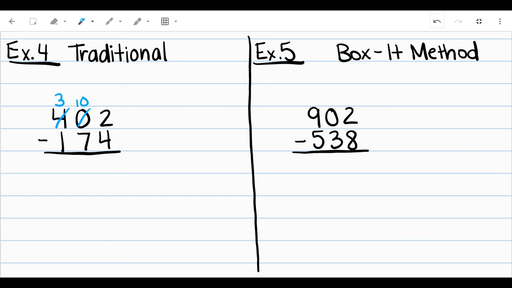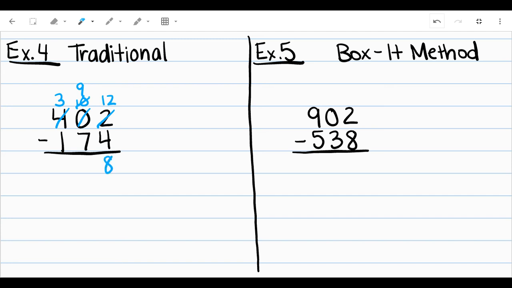Well, now I can take from my tens column. So I take 1 from my 10, which makes it 9, and then I add 10 more to my 2, and 10 plus 2 gives me 12. So 12 minus 4 I can do because there's more on top, so no need to stop. 12 minus 4 equals 8.